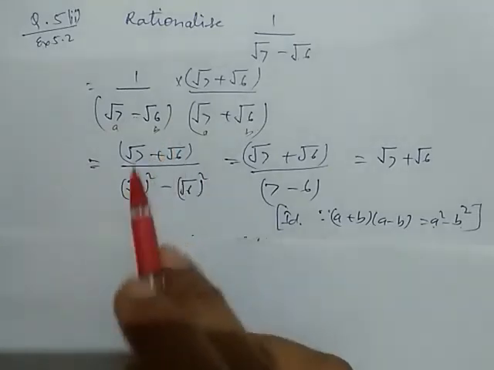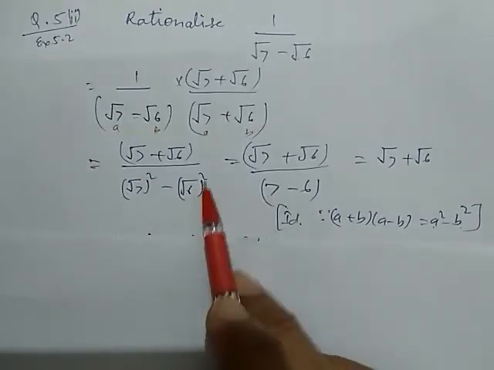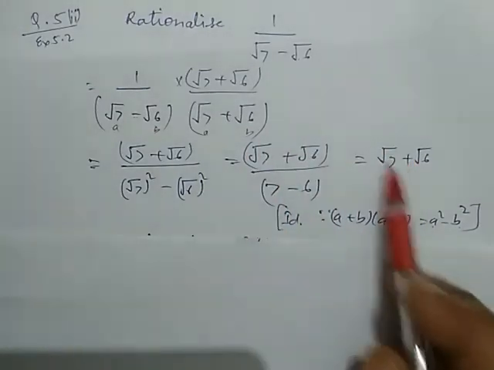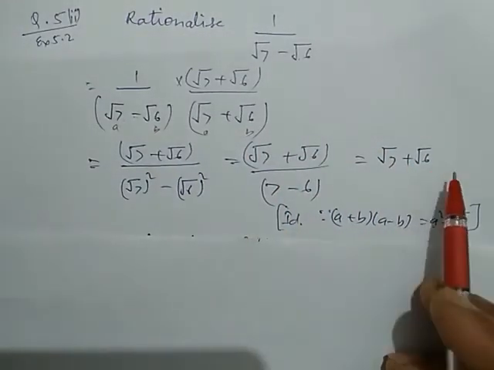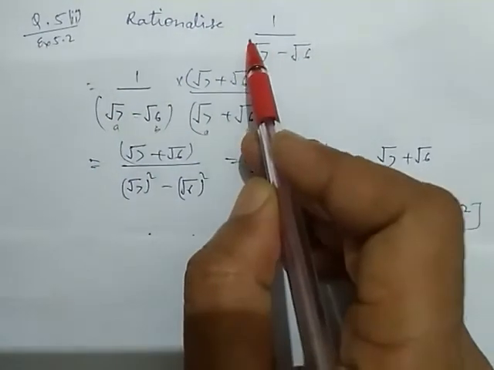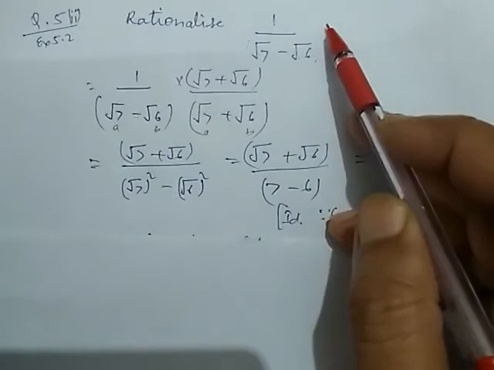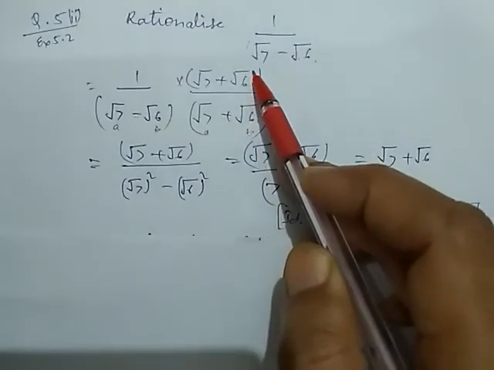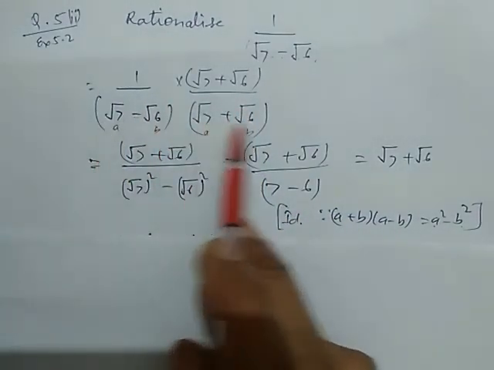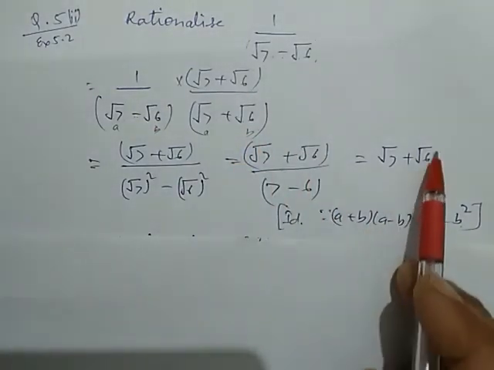Okay, now solve this. This stays the same, and root 7 square means 7. Root 6 square means 6. So 7 minus 6 is 1. So we get root 7 plus root 6. Okay, so in this type of rationalization problem, whatever the value is here, we just change the sign and multiply by that to the numerator as well as the denominator. So in this way, the square root is removed from the denominator and we get a simple number.